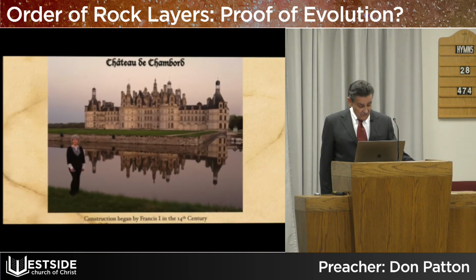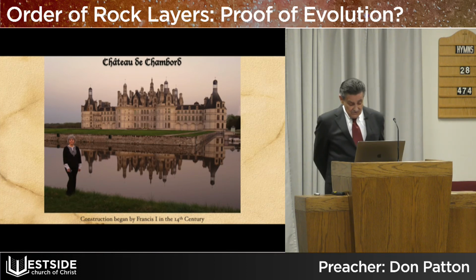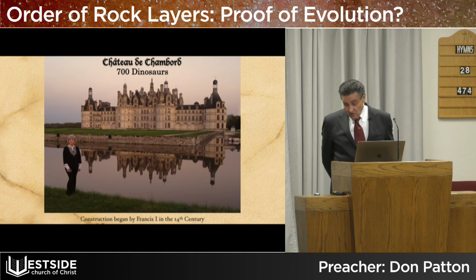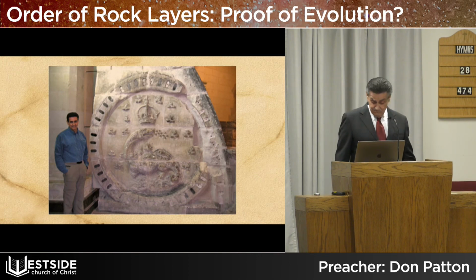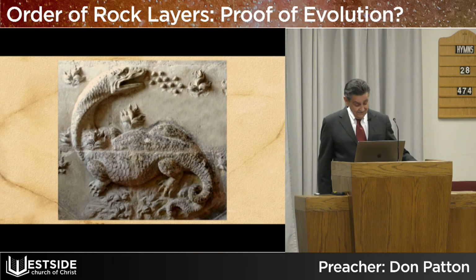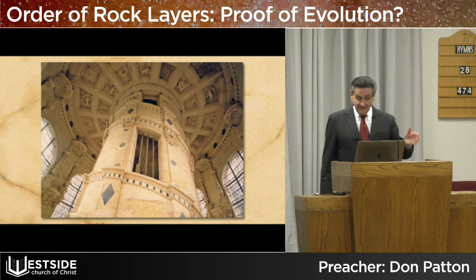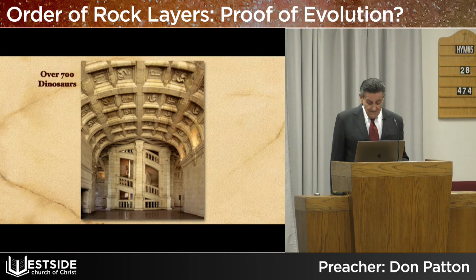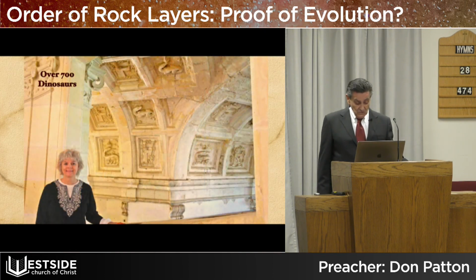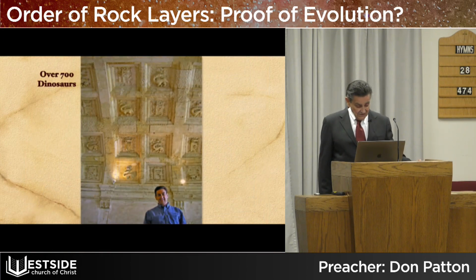We traveled to southern France, and here is Chateau de Chambord. Over 700 dinosaurs carved on the walls of Chateau de Chambord. Here's one of them. Breathing fire, I don't know, maybe, kind of, looks like maybe. But we look up at the ceiling and we see it covered with dinosaurs, over 700 of them. Beautiful architecture, built in the 1300s.